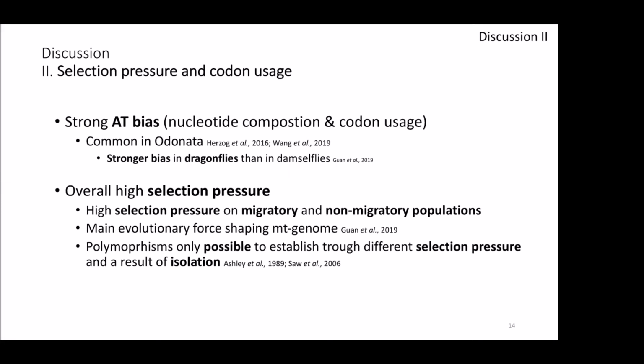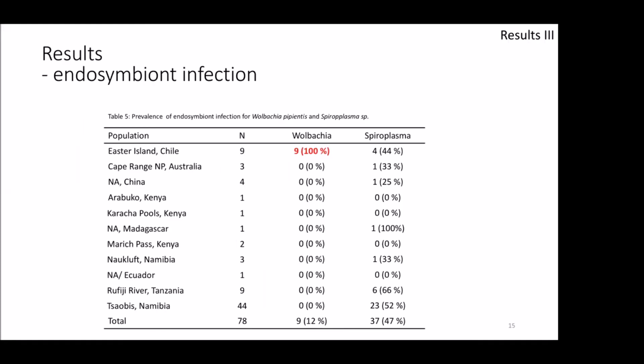So we tested for different endosymbionts, and two of them tested positive, namely Spiroplasma and Wolbachia. We can see here the 11 populations that we tested. Starting with Spiroplasma, more or less 50% of the specimens tested positive, but there's no real pattern of infected and non-infected populations. A really different picture we have when it comes to Wolbachia, because Wolbachia is only present in the Easter Island population, and it's not present in any of the other populations. So this is really remarkable.